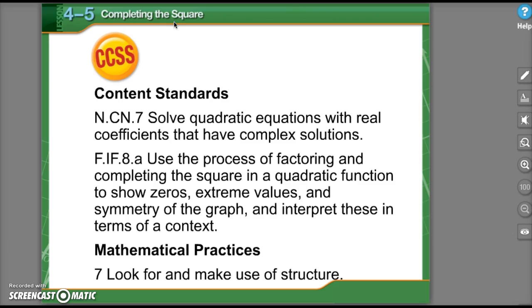Our content standards for this lesson are that we're going to look at how to solve quadratic equations with real coefficients that have complex solutions. And we're going to use the process of factoring and completing the square in a quadratic function to show zeros, extreme values, which are maximum and minimum values, and symmetry of the graph, and then interpret these values in terms of a context. Our mathematical practice for this lesson is we're going to look for and make use of structure.